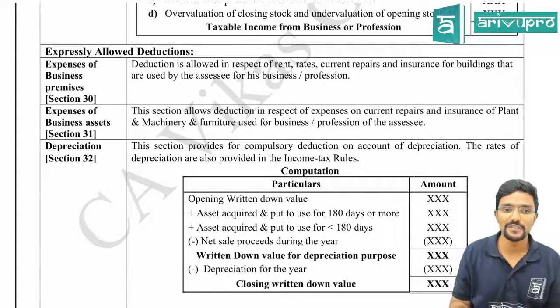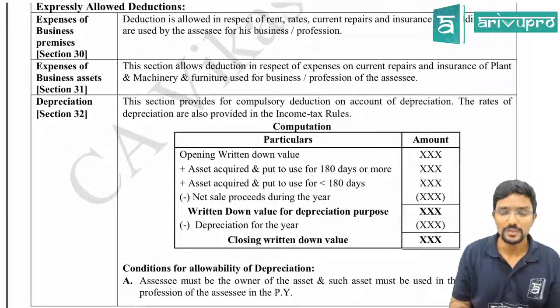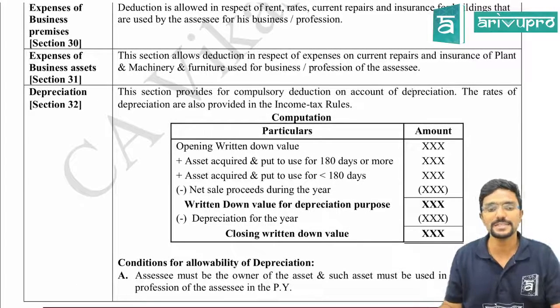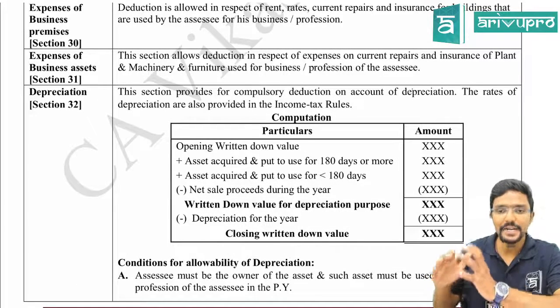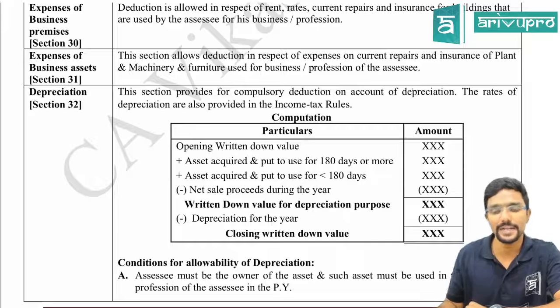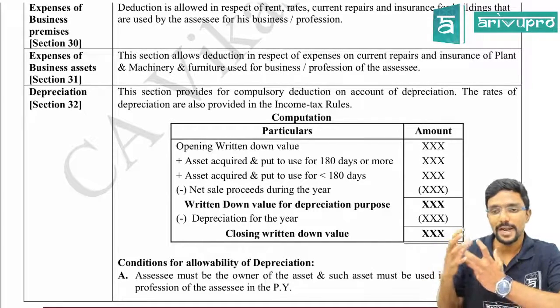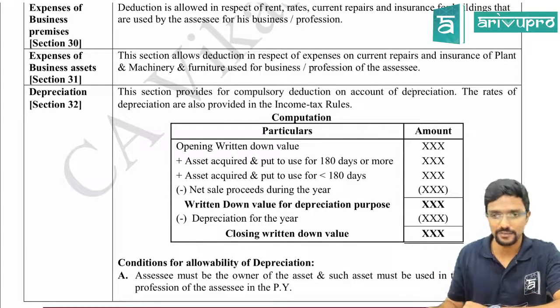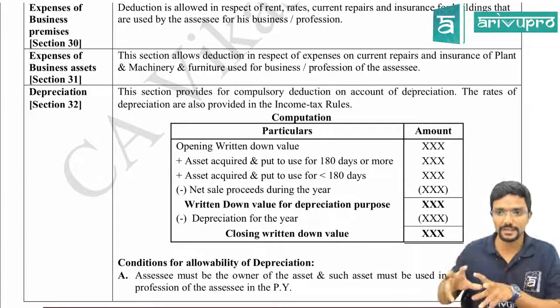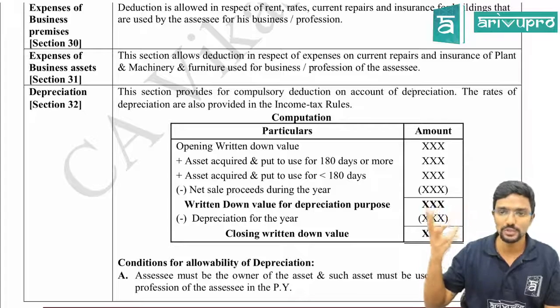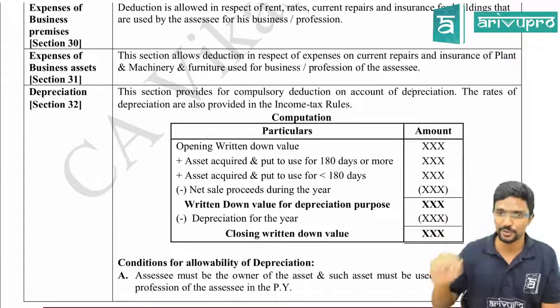So depreciation under which section? Section 32. Section 32 deals with depreciation, which is mandatory for every assessee to claim under the Income Tax Act. Agree? And there are rates which are given in the Act itself. Whatever rates are given, actually it is given in the Income Tax Rules, we have to compulsorily apply that rate only.